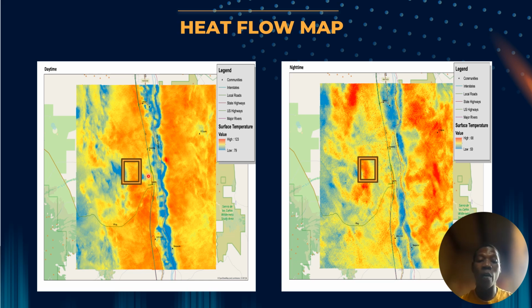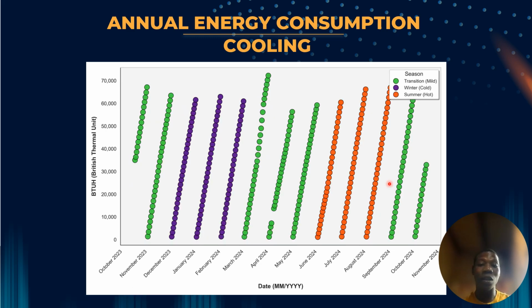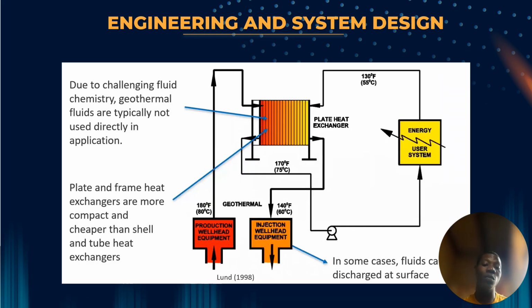The one in the orange box is the town of Socorro, our place of interest that we have chosen. That place has a high mixture of red and blue, which means it has a very high heat potential and is a good place for geothermal. This is a plot showing how we consume heat for heating, and the next one is for cooling. Now, this is how our system goes.